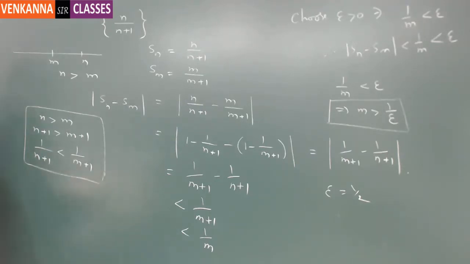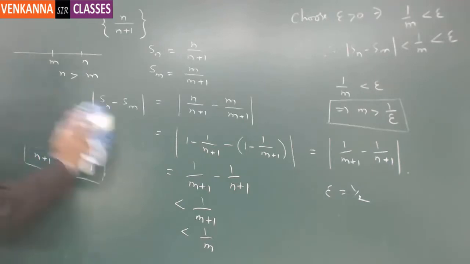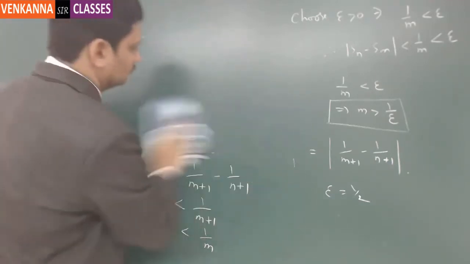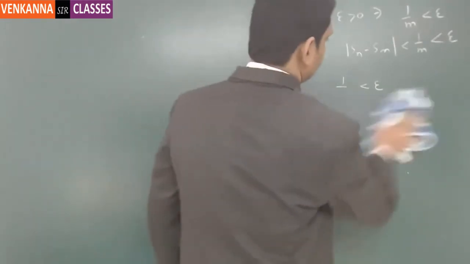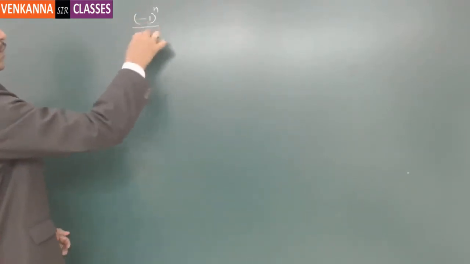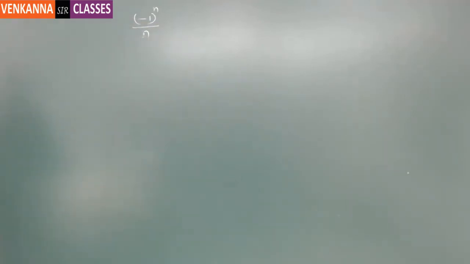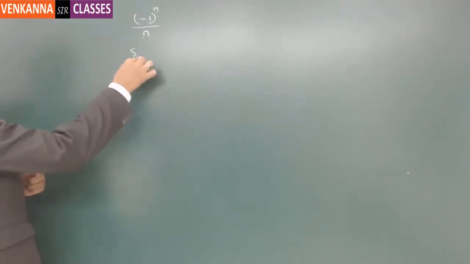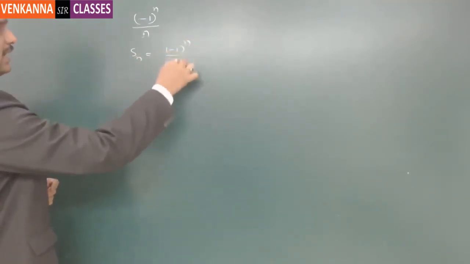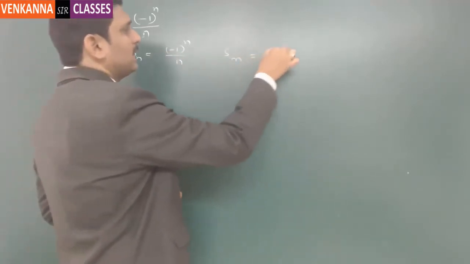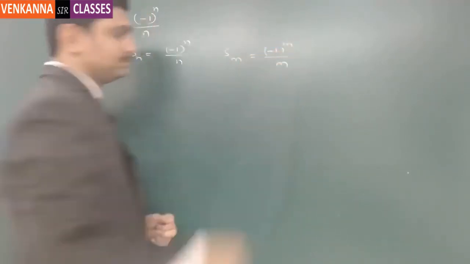Right. So let us take one more problem on this. Can I erase? Fine. So you take the sequence -1 whole power n by n. If you write Sn, it is -1 whole power n by n. If you write Sm, it is -1 whole power m by m. Accepted?